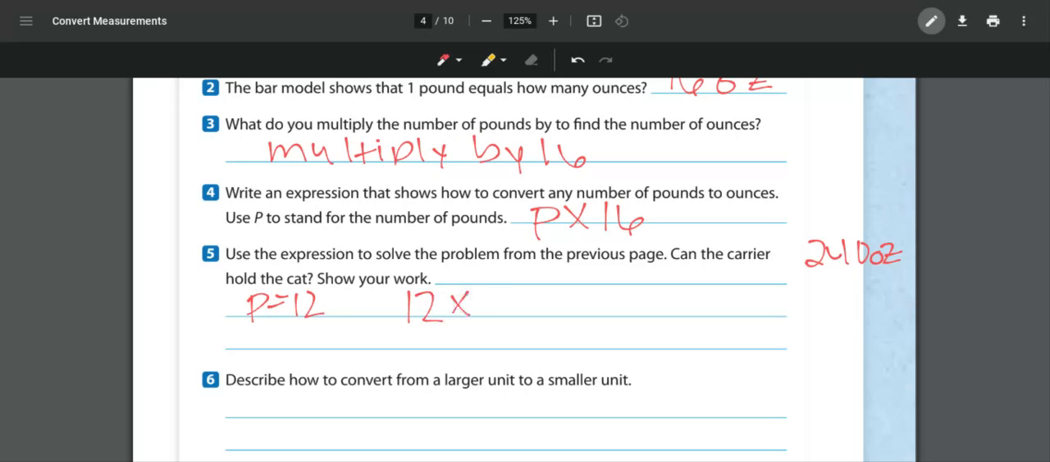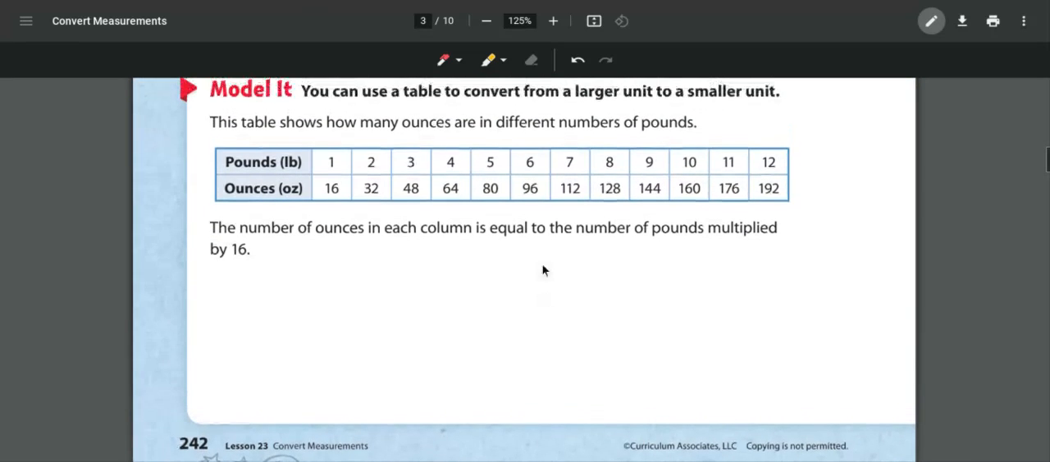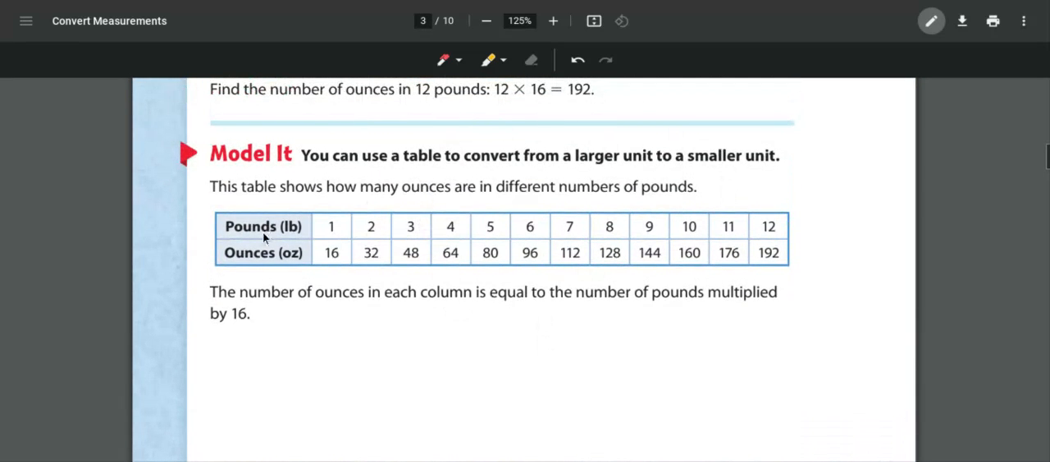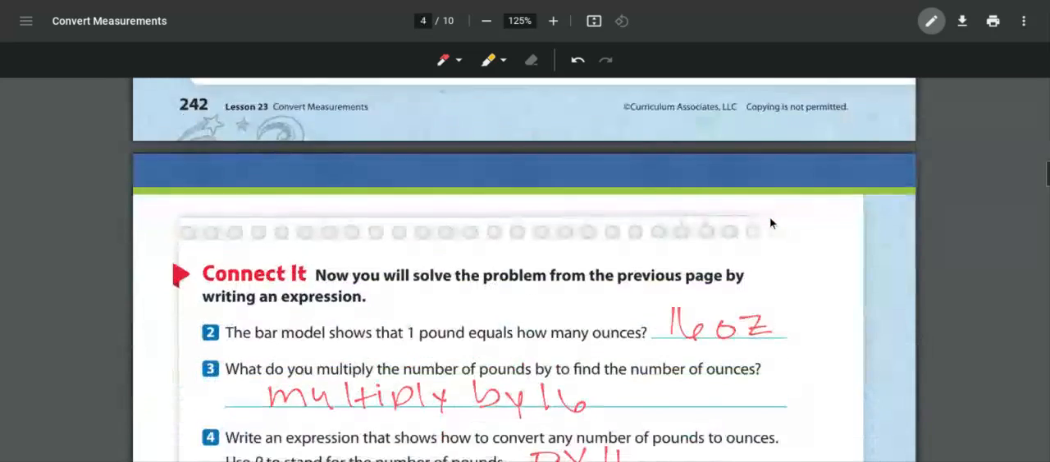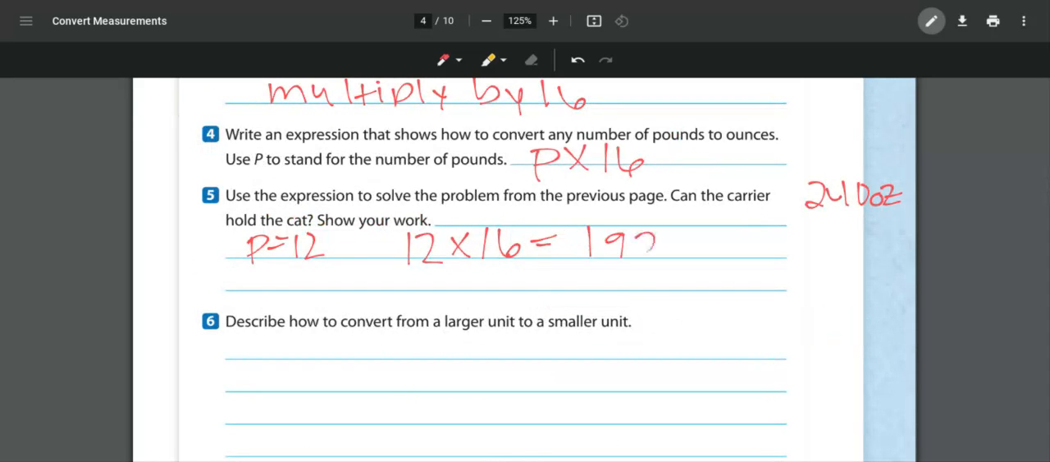So 12 times 16 equals, right? 12 times 16 equals, I'm just going to go back up to my chart because this table does it for me, 192 ounces. So 192 ounces. Can the carrier hold the cat? Well, the carrier can hold 240 ounces. And so I have 192 and 240. Which one is greater? 240. So yes, it can. The carrier can hold the cat.